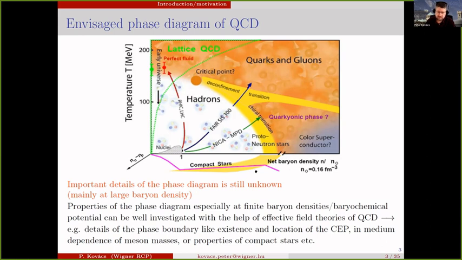All these things can theoretically be investigated within an effective model with which we can go to finite densities, because up to now with lattice we cannot go very safely. Of course, there are some approaches where we can say something about finite densities, but within an effective model we can do this.